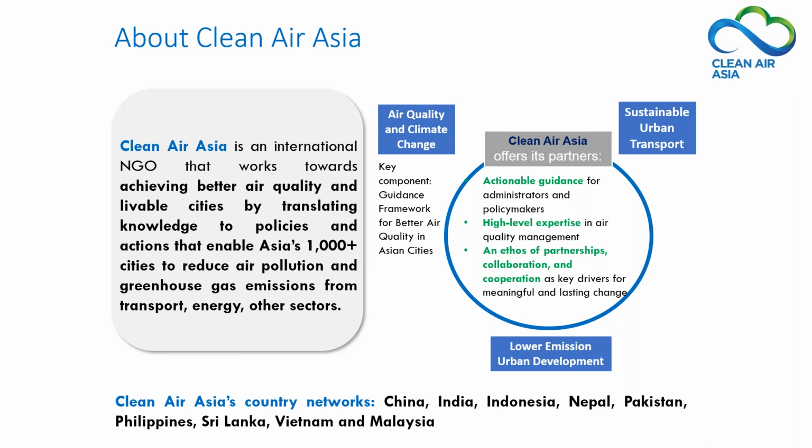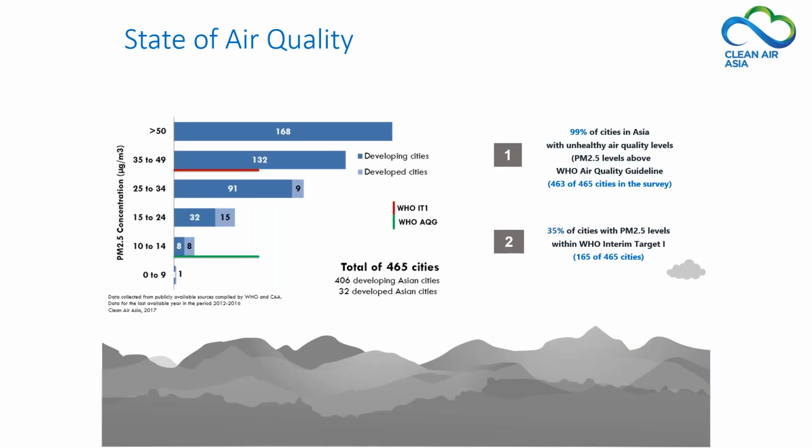So why are we talking about air quality? Let me just start with the research that we did in 465 Asian cities. As you can see in the slide, 99% of the cities have unhealthy air, and this is Asian cities that we are talking about, of which 406 were developing Asian cities and 32 were developed Asian cities. They do not meet the WHO standards for air quality, and only 35 actually meet the WHO interim standards, which is a standard that has been set because we are aware that we would not be able to reach the main standard that has been set by the WHO.